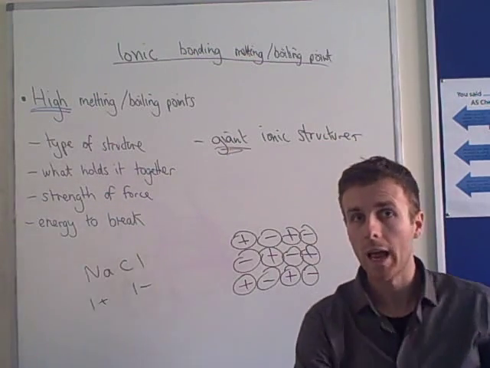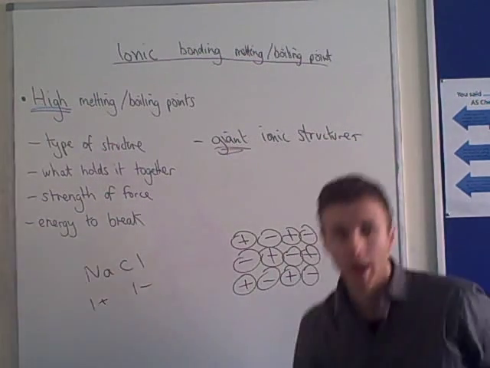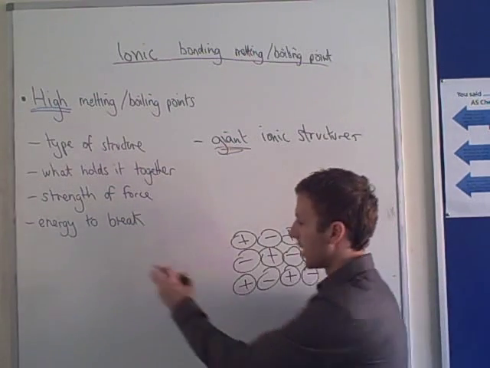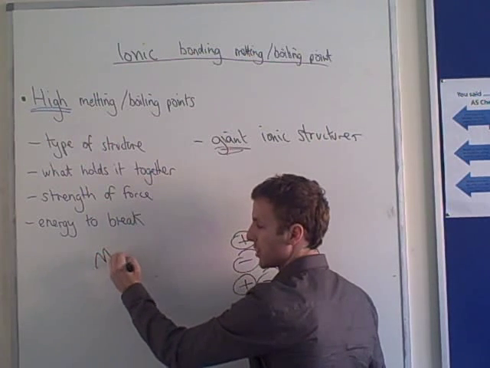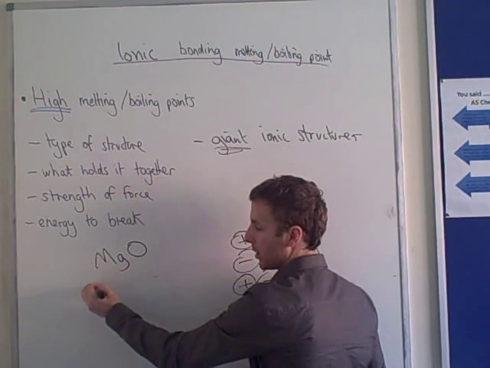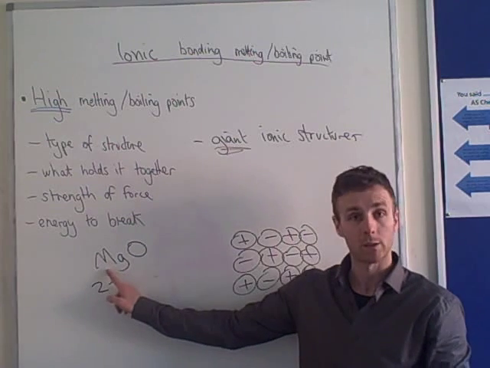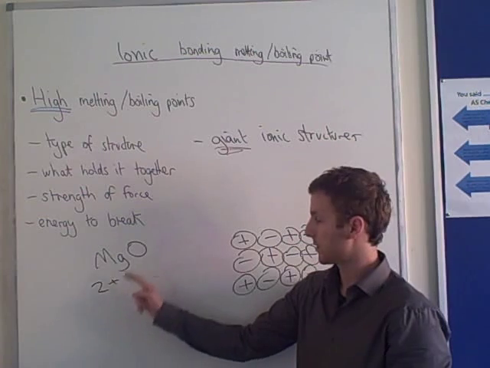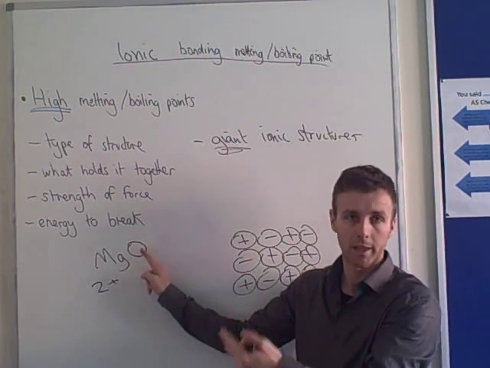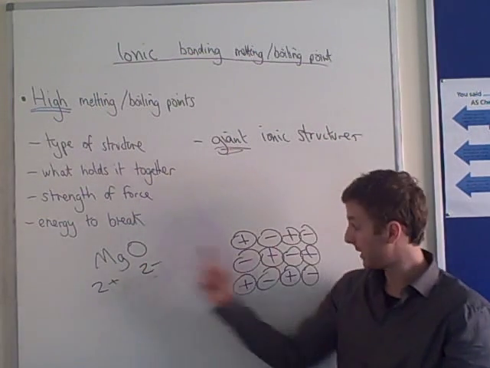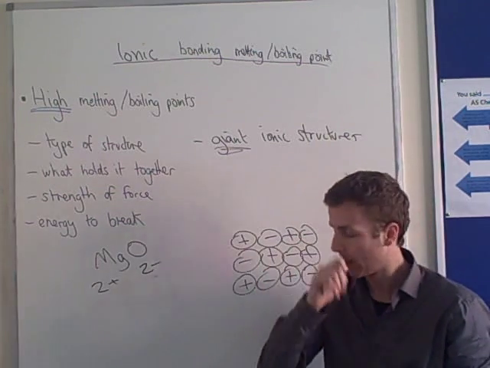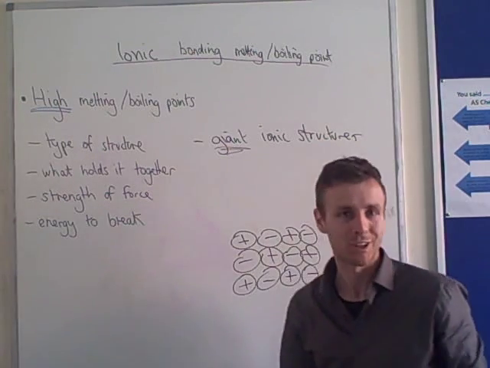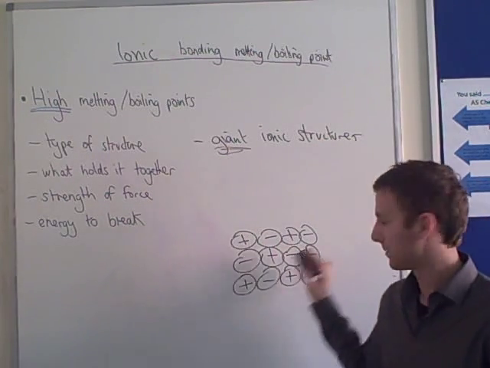Just be aware though, it's not always 1 plus and 1 minus. It depends on what you've got, what your ionic compound is. So if I had, for example, MgO, then I would have 2+, because magnesium has 2 electrons in its outer shell, so when it loses them it gets a 2+ charge. Oxygen needs 2 electrons, so it'll be 2-, and you'd need to write that in the diagram. So definitely things to think about there. Aluminium has a 3+ charge, so you need to put 3+ for the positive.